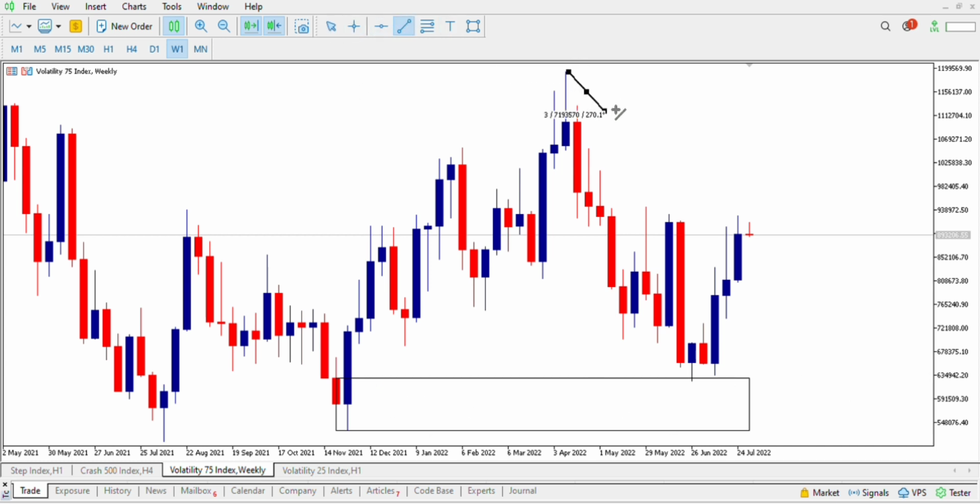If you still remember the videos that I made, this was the one that pushed the price all the way down to the monthly area of support. It left a trend line here, and last week it was confirmed, it's broken. It's broken because of what? We moved up and then we had this one, but if it wasn't closed, then we don't have a breakout.